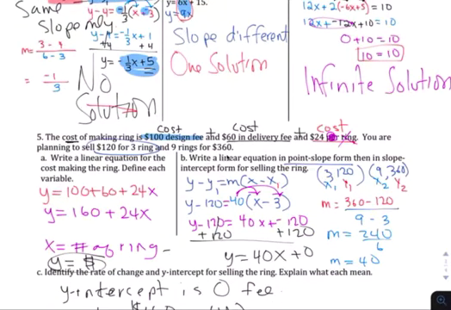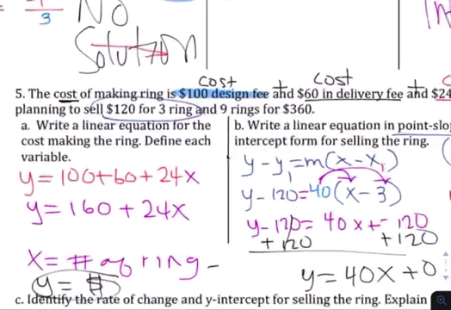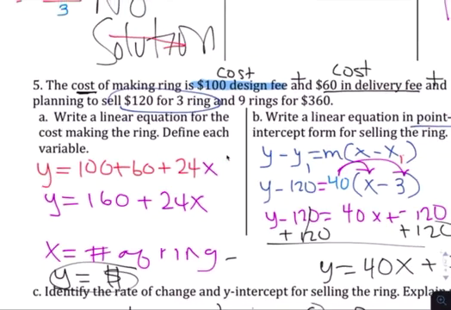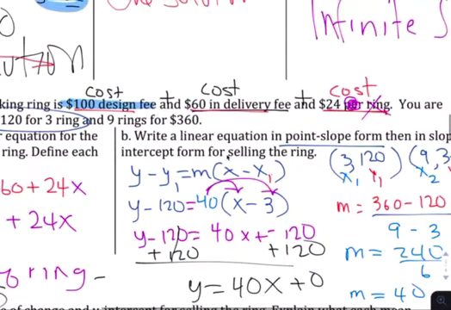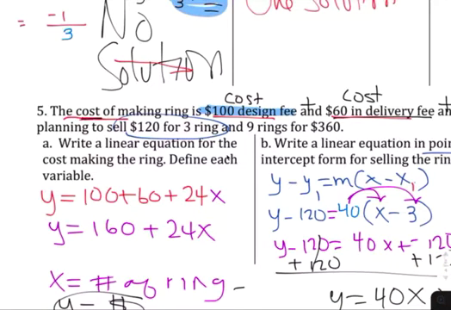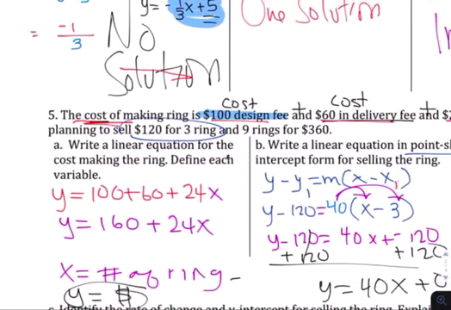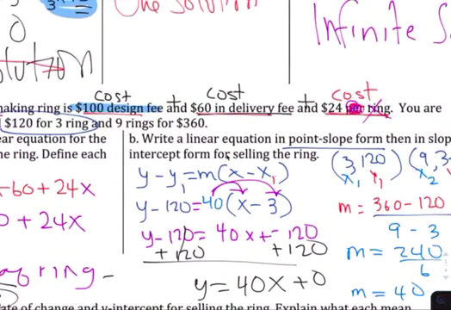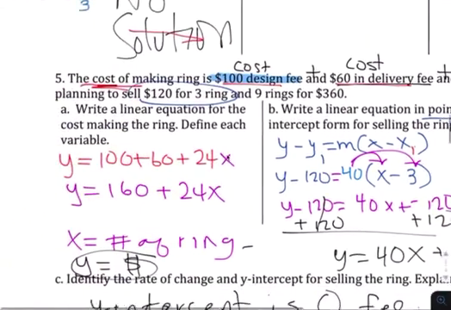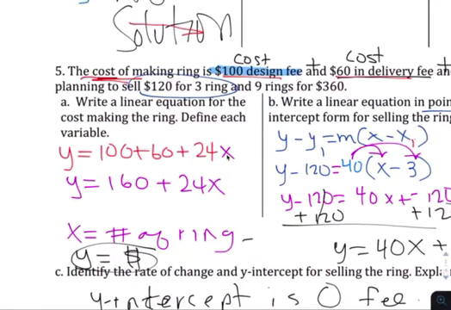Okay, if I did not do this, these are all cost. That's a cost, that's a cost, and that's a cost because it's in the same part as it says the cost. So because per means times, 24 times x, x is the number of rings, we know it's y equals to that. So we know it's y equals.